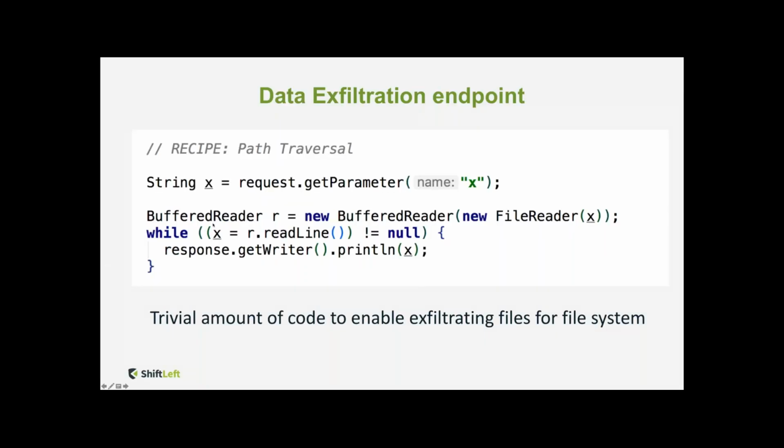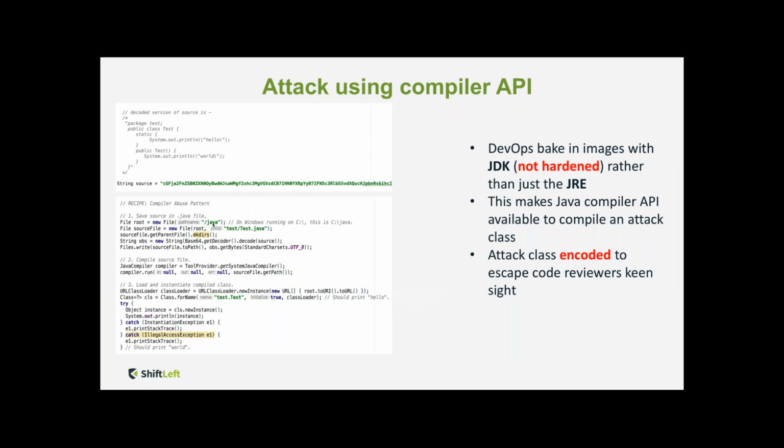So let's lastly look at a very interesting case. This is again what we call an attacker using the compiler API. This is again a very common trait and pattern. There are various real use cases of this attack, which was materialized.